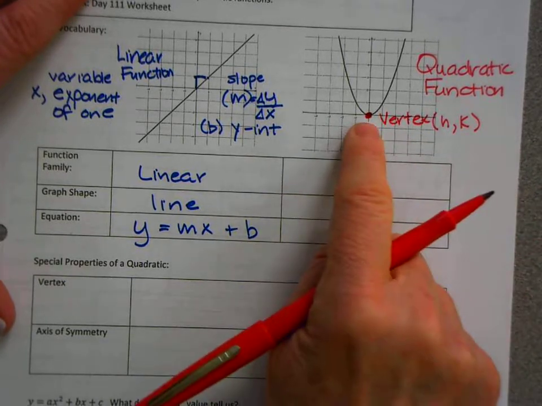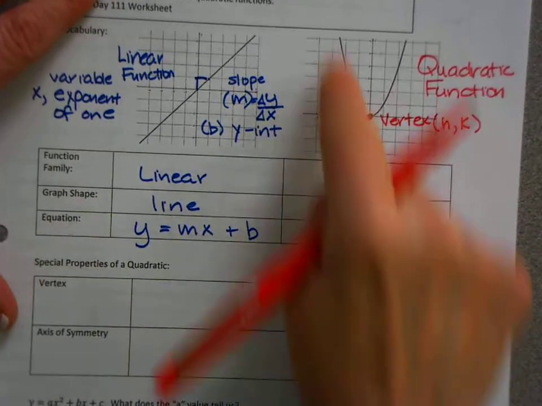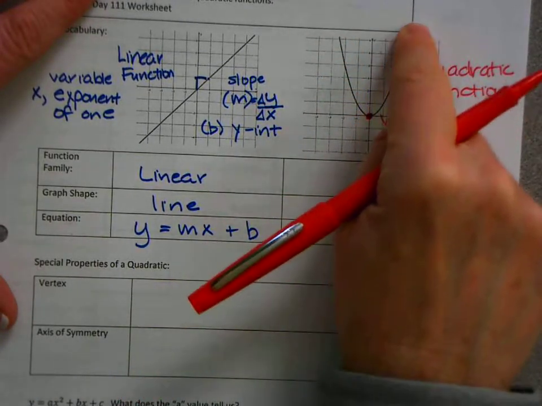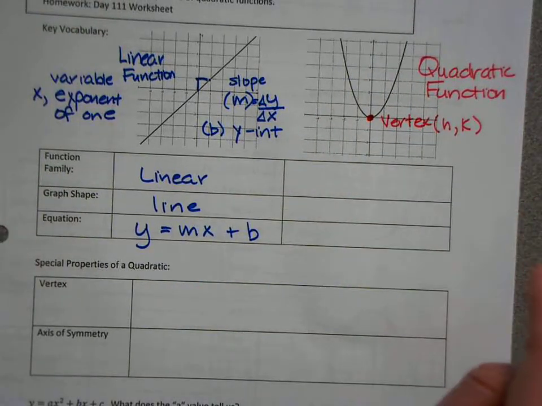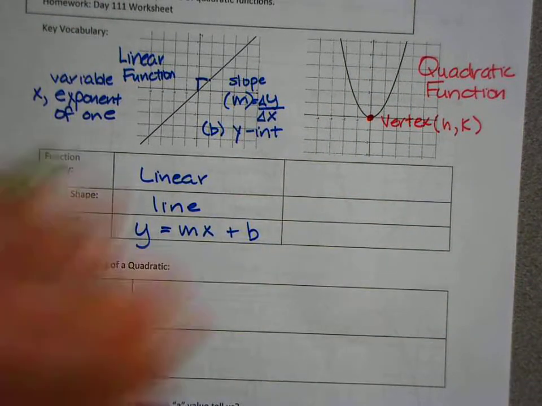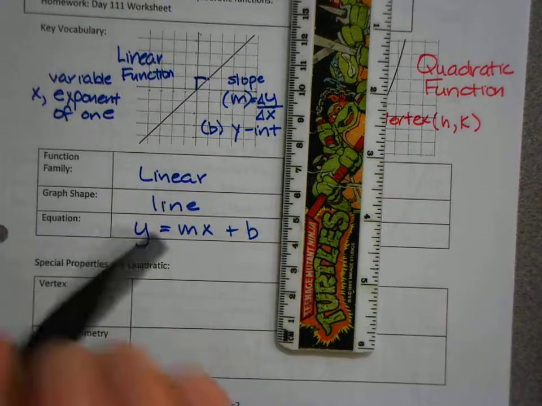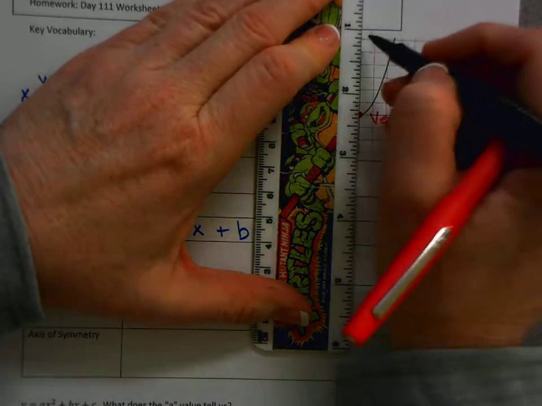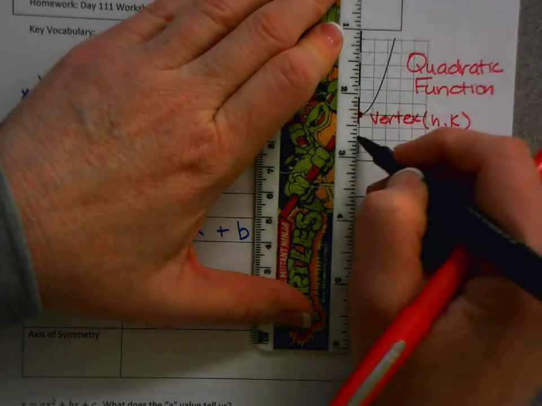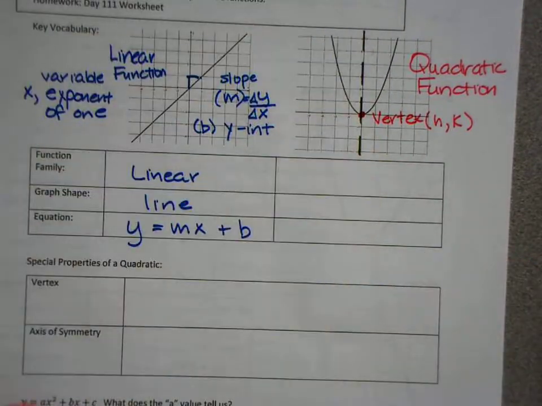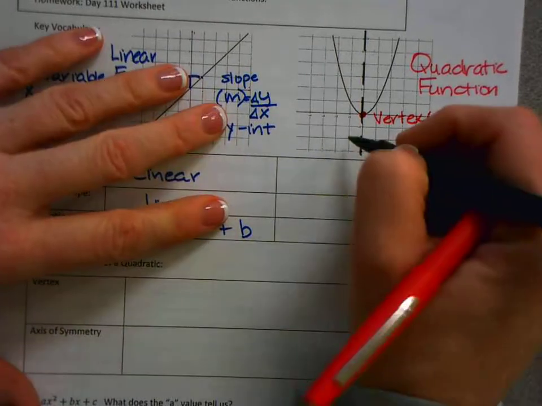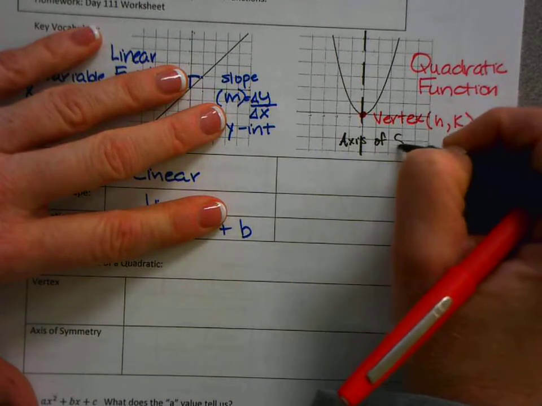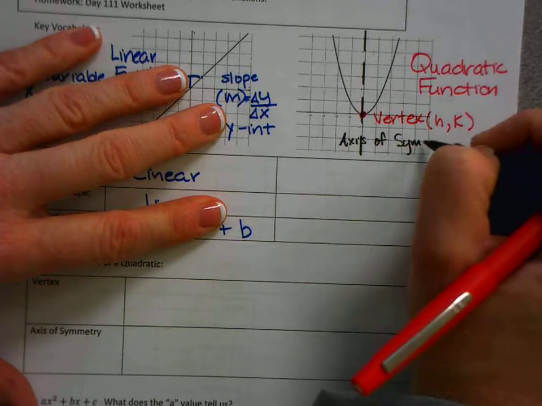There's a point here where the graph was decreasing, decreasing, decreasing, and at the vertex, it starts increasing, increasing, increasing. Another important characteristic of a quadratic is this line right here. If I draw a line straight through the vertex, this is called the axis of symmetry. We see the symmetry across this line.